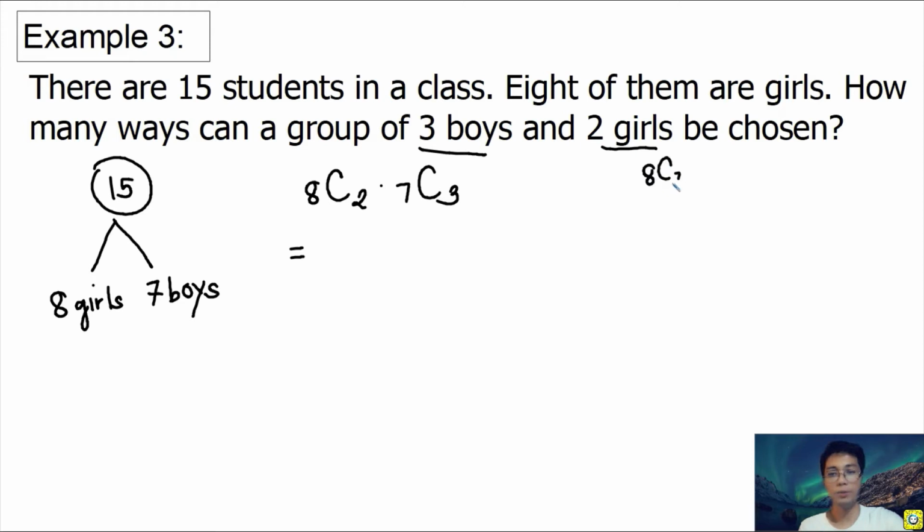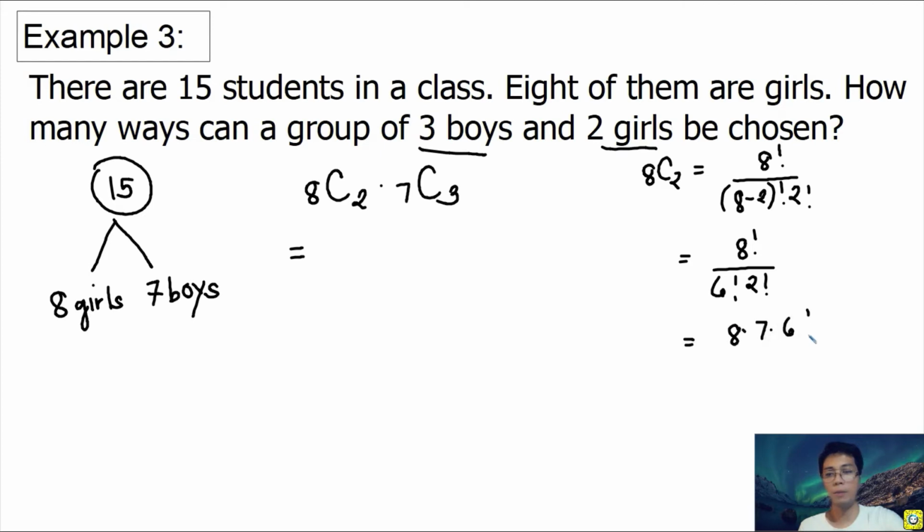So, si 8 choose 2, that's equal to 8 factorial over quantity 8 minus 2 factorial, 2 factorial. So, that's equal to 8 factorial over 6 factorial, 2 factorial. So, expand natin si 8 factorial, 8 times 7 times 6 factorial over 6 factorial, 2 factorial. Cancelin natin si 6 factorial at saka si 6 factorial. Si 2 factorial at 8 pwede yan. So, may matitira ka po na 4. So, ang natira na lang ay 4 times 7.